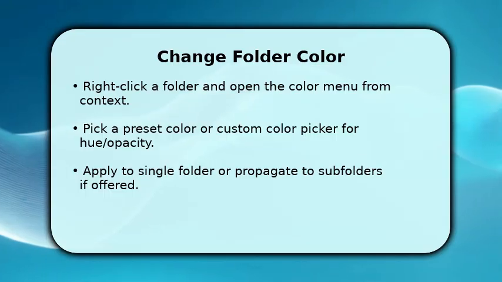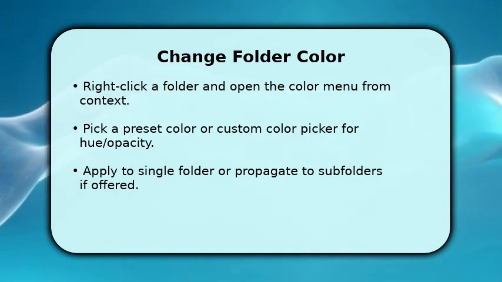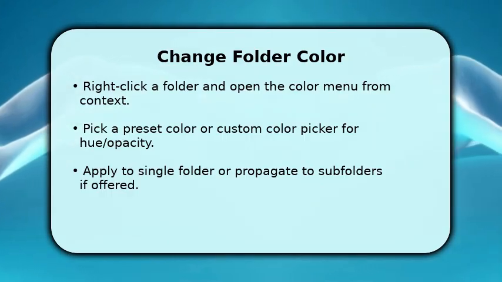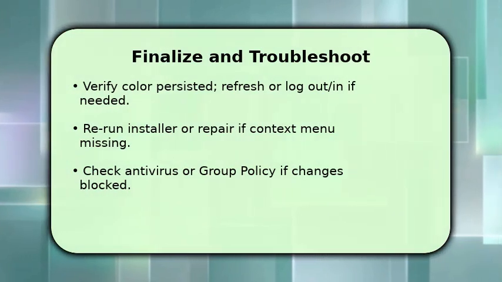Select a preset for speed or open the color picker to set precise hue and opacity for better contrast. After choosing, click Apply. If the tool supports propagation, choose whether to apply the color to subfolders. Make sure to refresh the window or press F5 so the new color renders immediately. Finish by confirming the color change stuck and testing other folders.